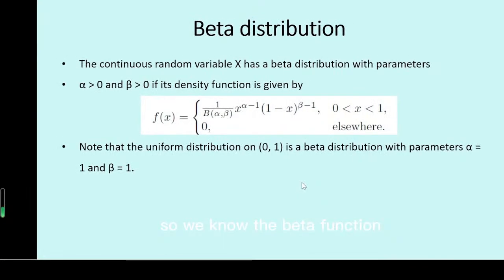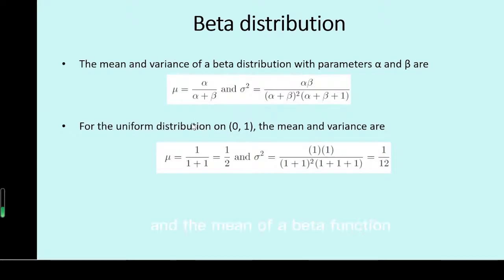Now that we know the beta function, the beta density function can be given as f(x), for the variable x between 0 and 1. We know beta is for the random variable x between 0 and 1, right? It equals 1 divided by the beta function of alpha, beta, times x to the power alpha minus 1, times 1 minus x to the power beta minus 1. And the uniform distribution on 0 and 1 is the beta distribution with alpha and beta both equal to 1.